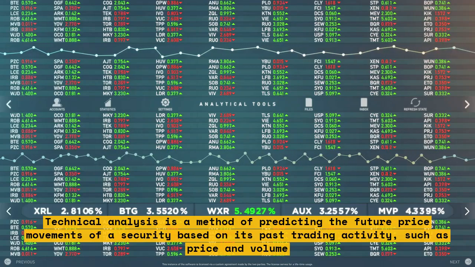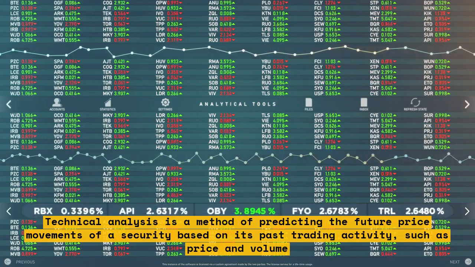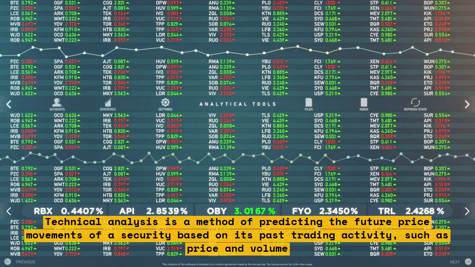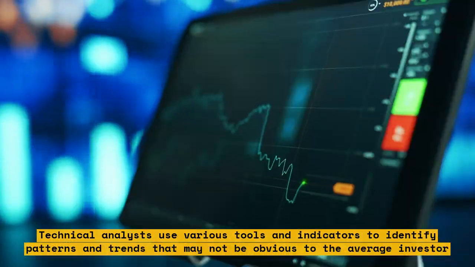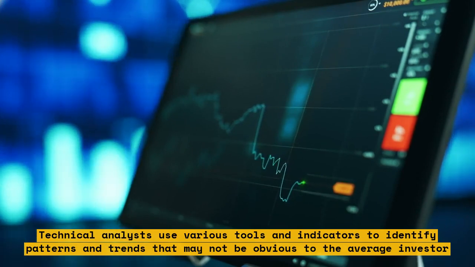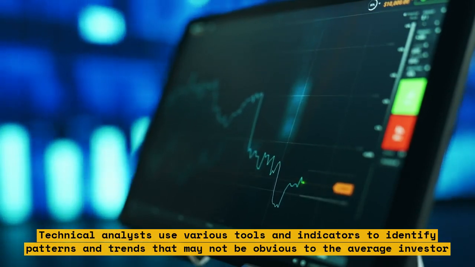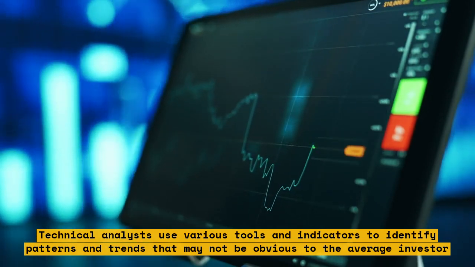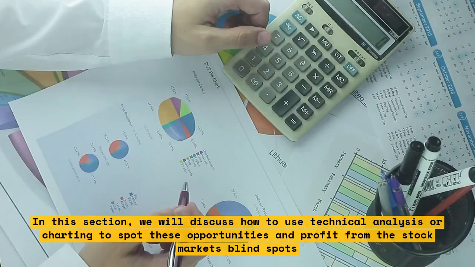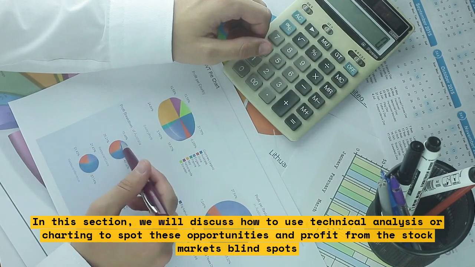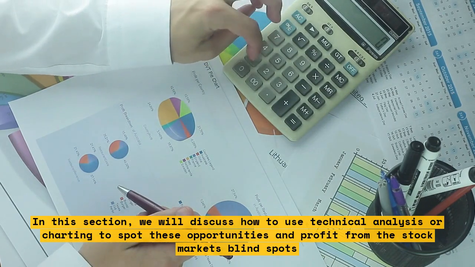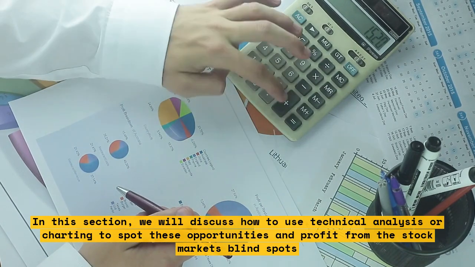Technical analysis is a method of predicting the future price movements of a security based on its past trading activity, such as price and volume. Technical analysts use various tools and indicators to identify patterns and trends that may not be obvious to the average investor. In this section, we will discuss how to use technical analysis or charting to spot these opportunities and profit from the stock market's blind spots.